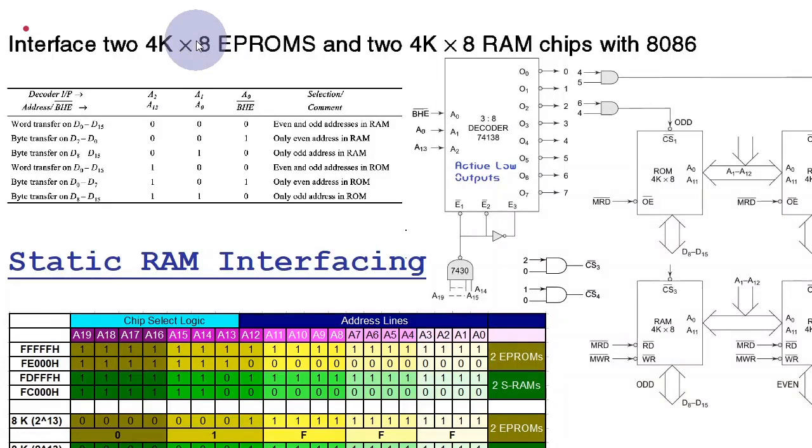How have I identified FFFFFH and FE000H, and why have I put the ROM at the end of the system? Is this thing clear to everyone? Yes or no? Yes, sir. Okay.